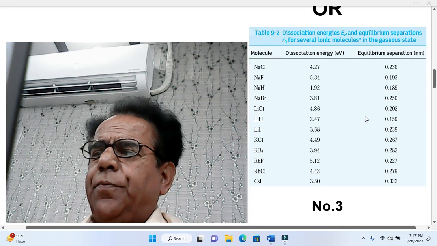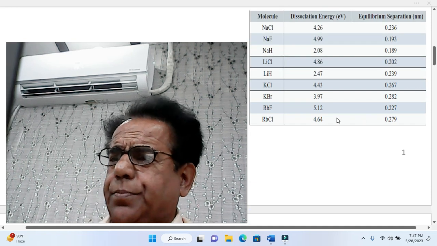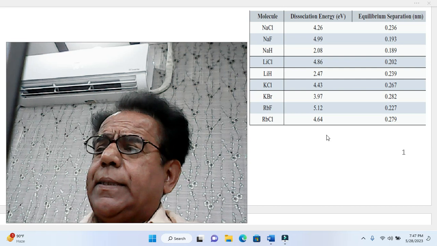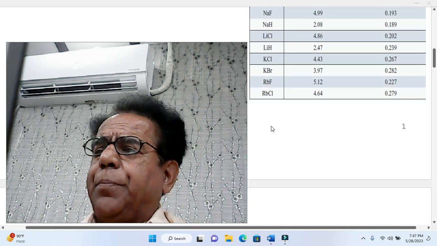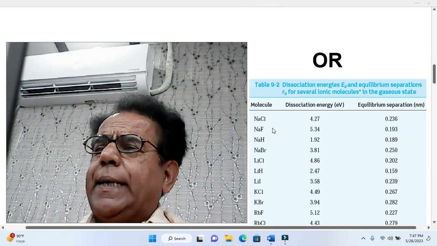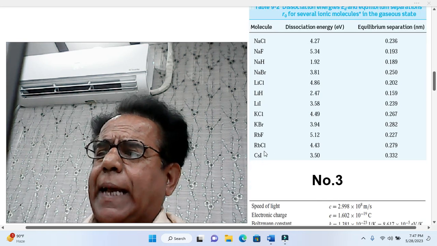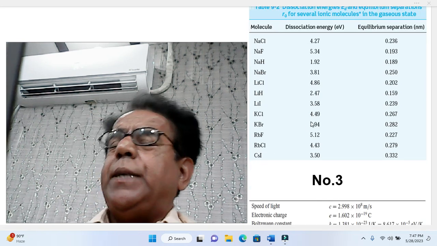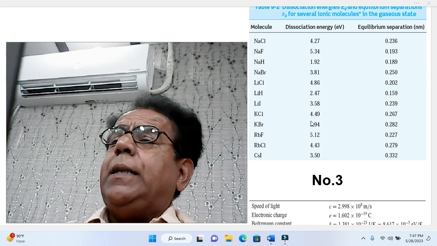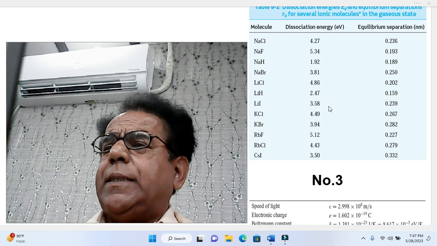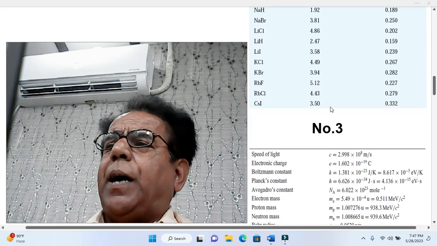Yes, one difference is that in this table last molecule is RbCl, while in alternate version of this helping tool, last molecule is CsI. Okay, so definitely when we choose a table from some other book, then definitely some change might be a necessary part of that table.